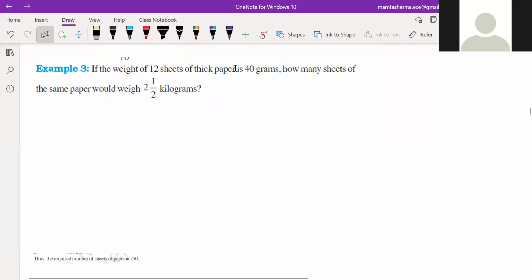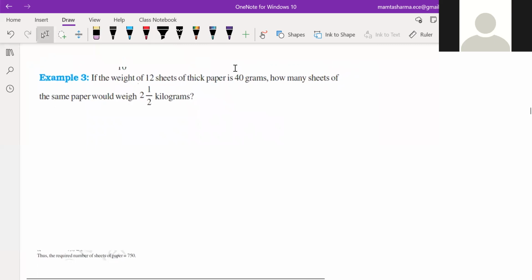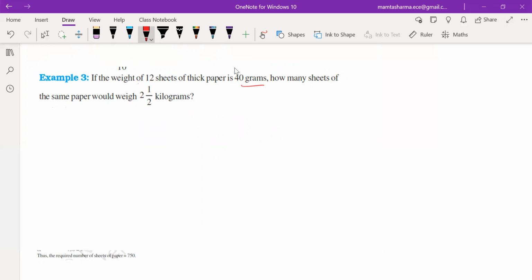Now see, till now the unit was the same. The unit may also be different. Then in this case, you have to convert the unit. The question method will be the same, only the units are different. Let's see the weight of 12 sheets.